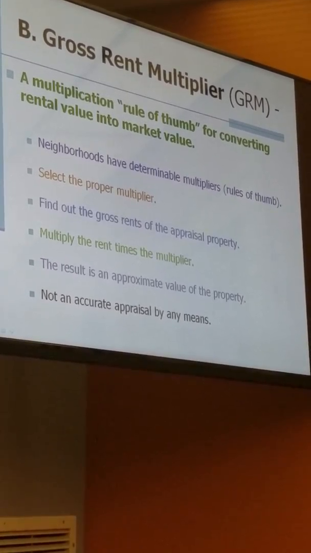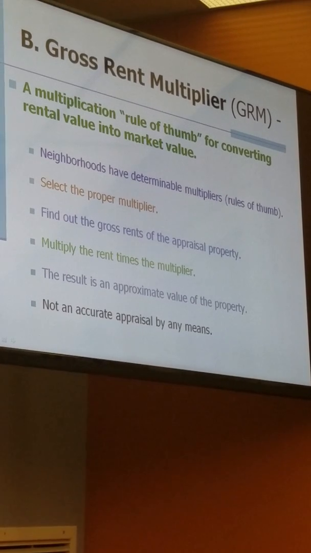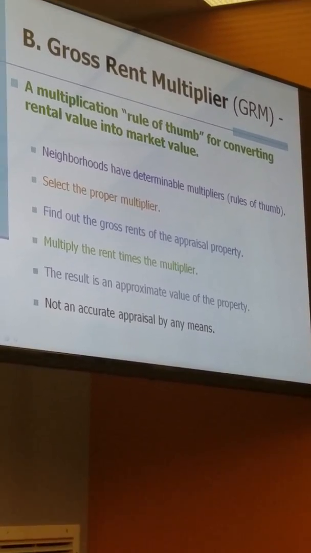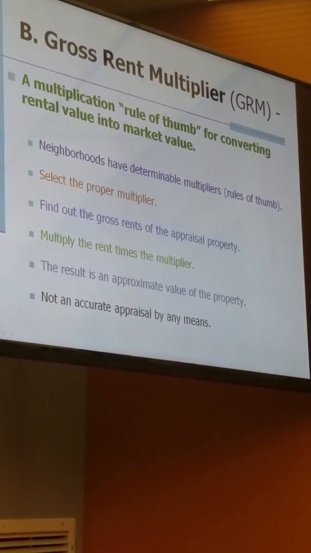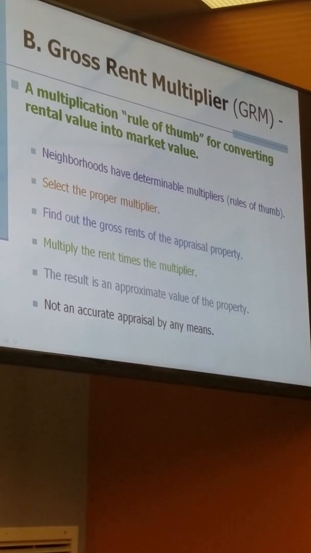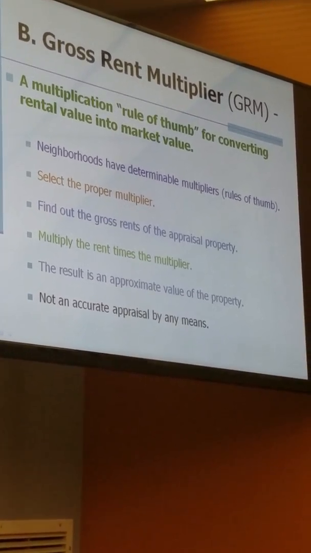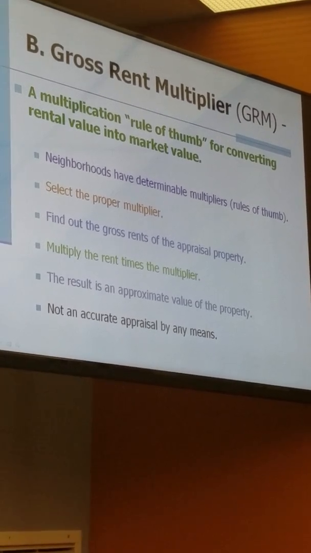So the gross rent multiplier, we heard about this. Multiplication rule of thumb for converting rental value into market value. So neighborhoods have determinable multipliers. Select the proper multiplier, find out the gross rents of the appraisal property, multiply the rent times the multiplier. The result is the approximate value of the property, not an accurate appraisal by any means.